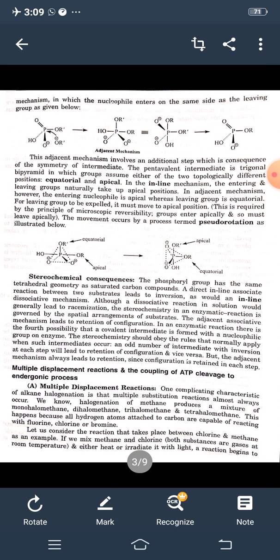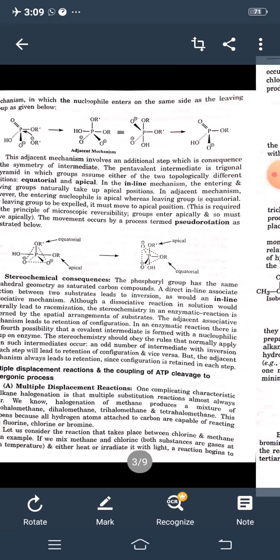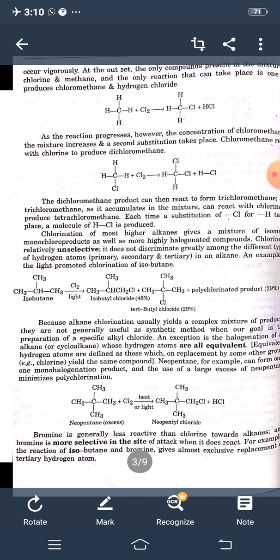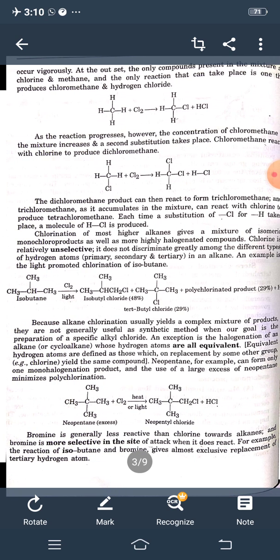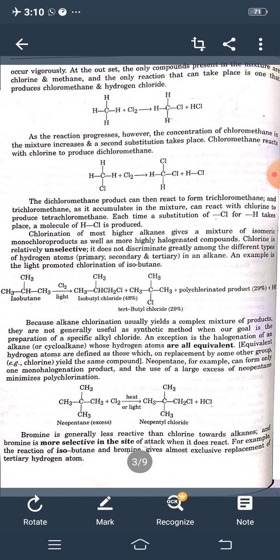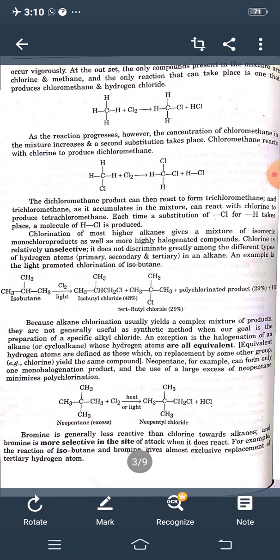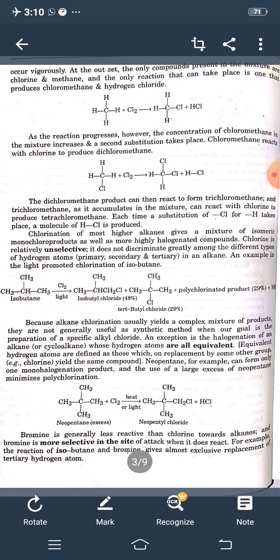Now let us consider the reaction that takes place between chlorine and methane as an example. Suppose methane reacts with chlorine, so it forms chloromethane and HCl. As the reaction progresses, however, the concentration of chloromethane in the mixture increases and second substitution takes place. Chloromethane reacts with chlorine again to produce dichloromethane, and dichloromethane can then react to form trichloromethane, which as it accumulates in the mixture can react with chlorine to produce tetrachloromethane.